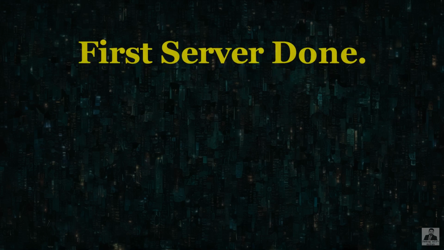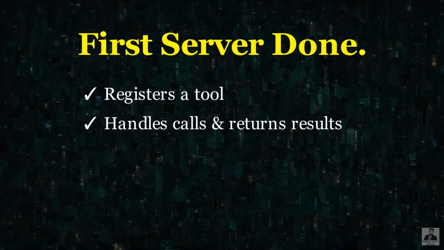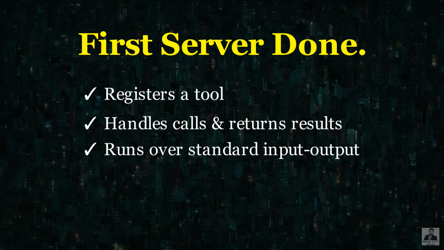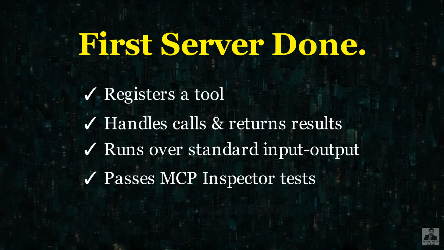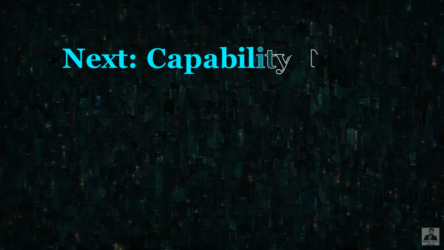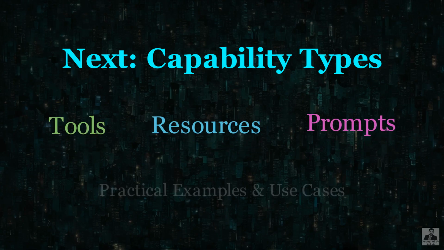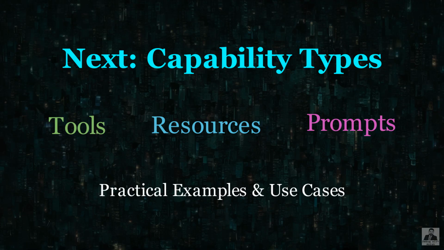You now have a working MCP server. It registers a tool, handles calls, returns results, runs over standard input-output, passes MCP Inspector tests, and connects to Claude Desktop. In the next episode, we go deeper into the 3 capability types: tools, resources, and prompts. We build examples of all 3 and learn when to use each one.